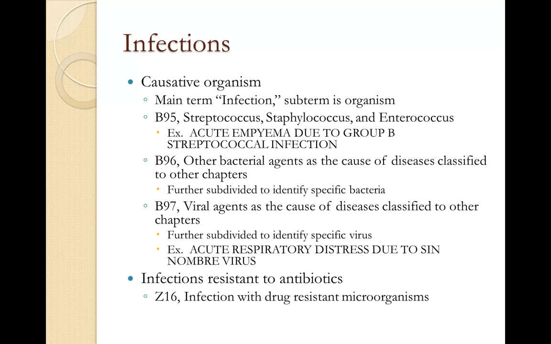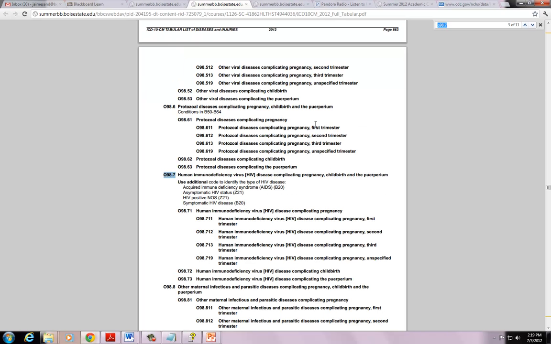Alright, infections come out of this chapter. So with infections, you want to capture, if you know it, the causative organism. Now there are a lot that have combination codes, but sometimes they don't have combination codes and we have to use an additional code. So let's go ahead and just try out this acute empyema due to group B streptococcal infection. So let's check out the empyema first.